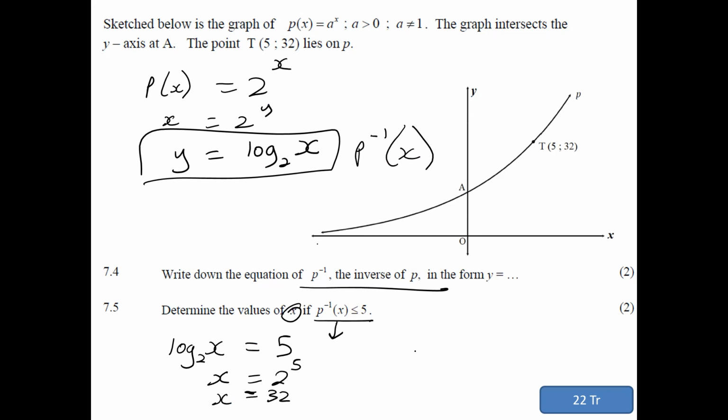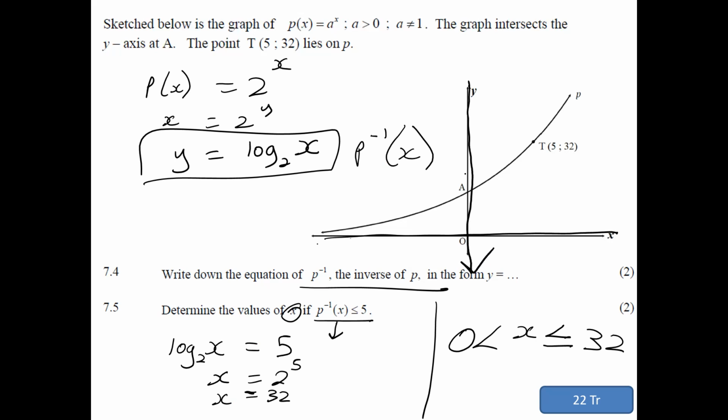And if we solve that, we're going to get x is equal to 32. Now, remember, the inverse represents a log graph. So what we're now saying is that x is less than or equal to 32, but we will be stopped by the asymptote. So it has to be greater than 0, because the asymptote here is the x-axis. So the asymptote of the log graph, which is the inverse, will become the y-axis. So we have to stop it at the asymptote, and you cannot include the asymptote. Okay, that will be the asymptote. Any questions?